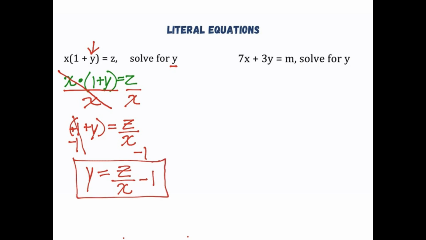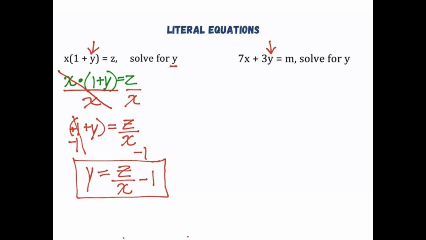All right, one more. Let's now solve for y, but this time we have a longer equation: 7x plus 3y equals m. Y is right here, so I want to move the 7, the x, and the 3 away from it. Now, just like when we're solving equations, I don't want to separate or do anything with 3y until I've done any addition and subtraction I need to do to get it alone.